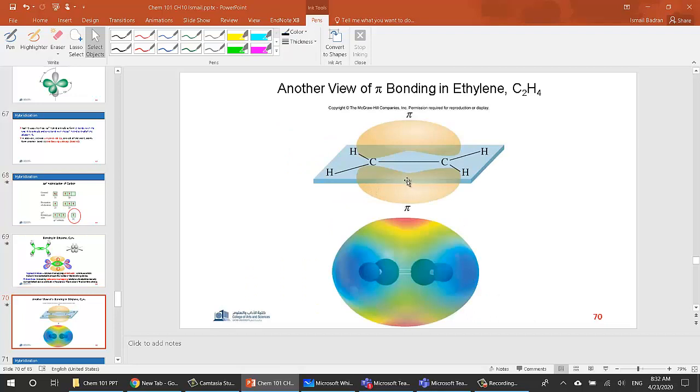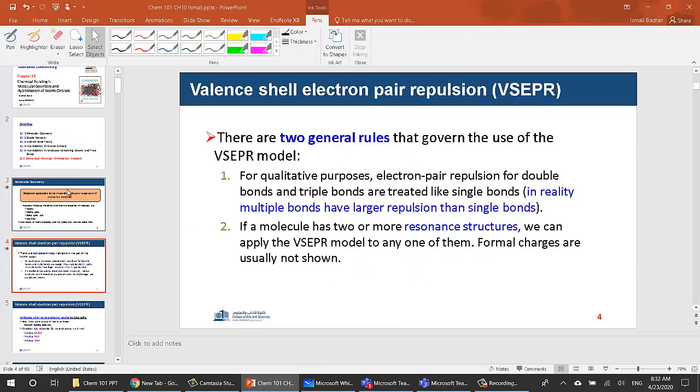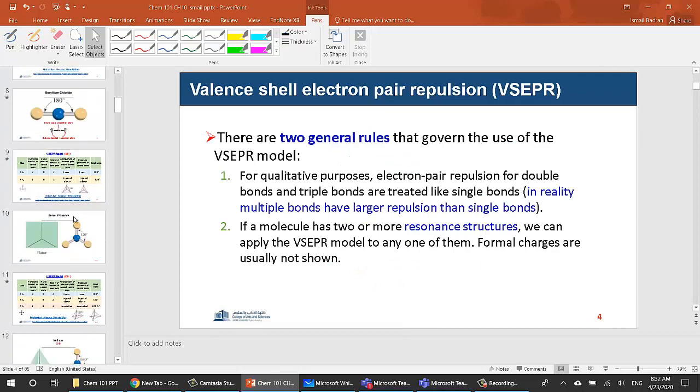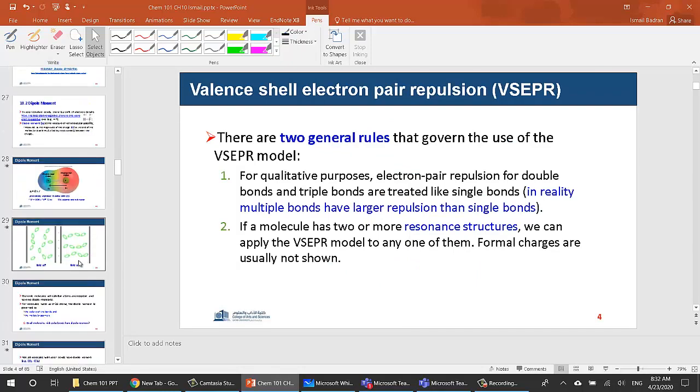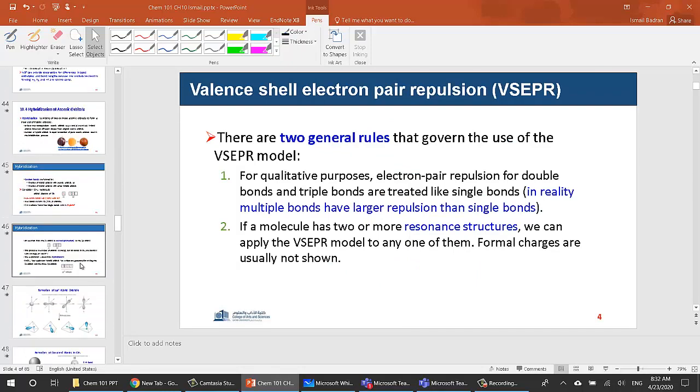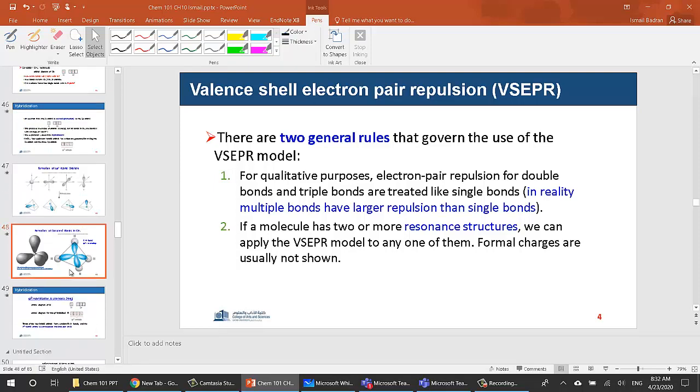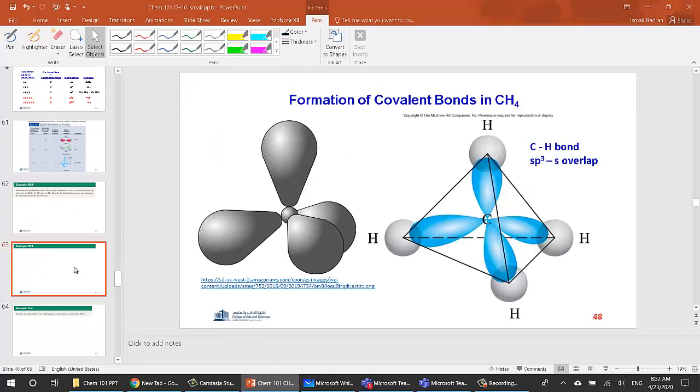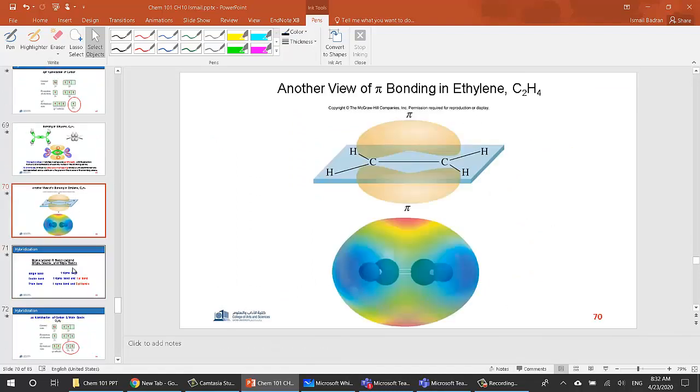This is another picture of it. This is the sigma frame sitting perpendicular to the paper. Now I flip it 90 degrees, so now my C and H's are sitting perpendicular to the plane, and the pi system is on the plane of the paper. Okay, that's the CH2. So that's about it.